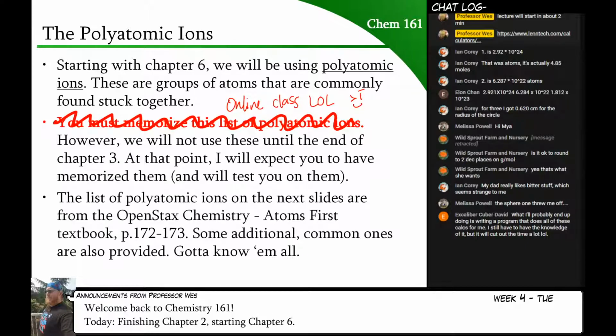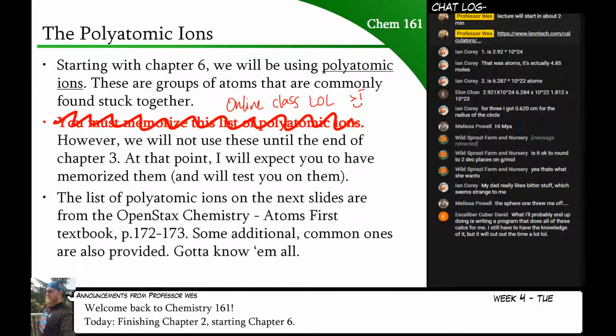Alright, you can see on the screen there I've modified the first slide of chapter 6. I put this slide on the first slide of chapter 6 because at the end of chapter 3 is naming stuff. Is it the end of chapter 3 or is it in chapter 4? I don't remember. It's 3 or 4. Somewhere in there we do nomenclature.